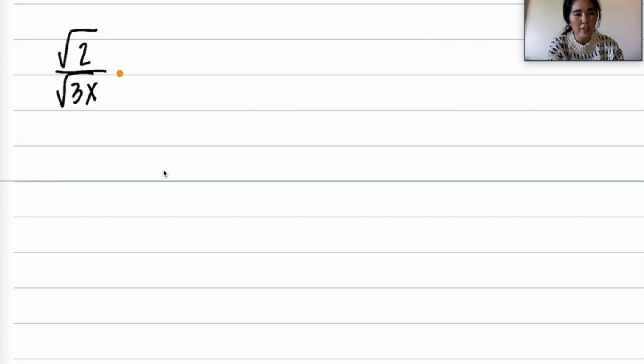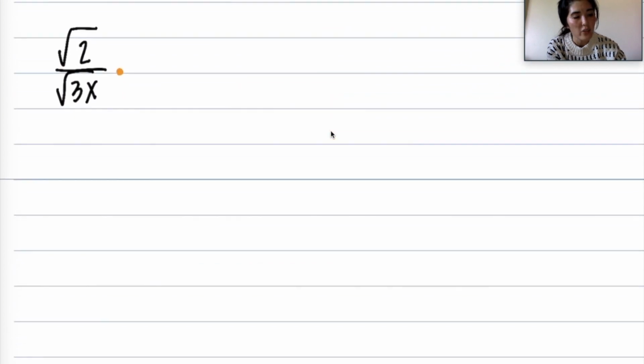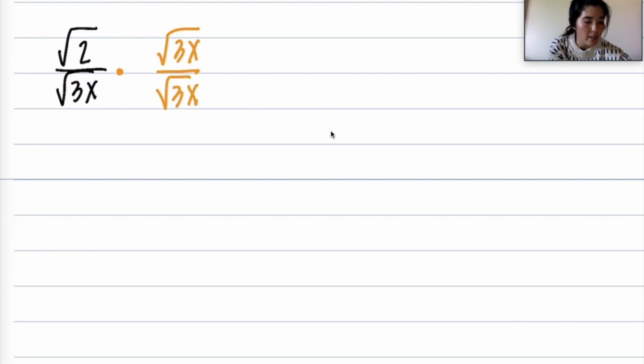Here, what do you guys think we'll multiply by? In the last example, we did rad 7 over rad 7. And we did rad 7 because the denominator here was rad 7. So here, you are going to multiply by rad 3x over rad 3x. And again, remember, this won't change the value because we're really just multiplying by 1. But this is going to allow us to cancel out that square root term.